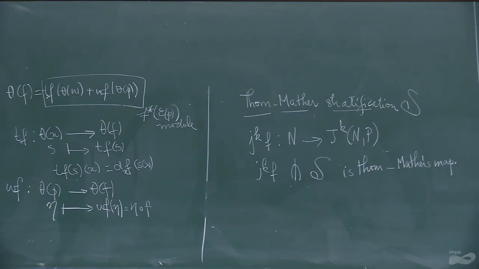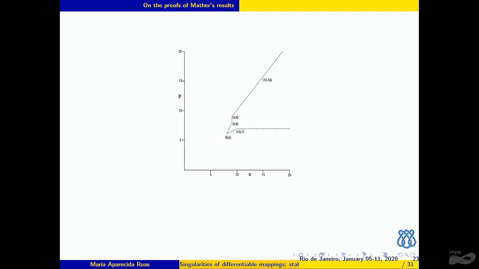As I said, to prove our theorem, in order to prove that bi-Lipschitz stable maps in the boundary of the nice dimensions form a dense set, what we need to do is to completely understand the stratification that we have in the boundary of the nice dimension. But what is this stratification? What is the Thom stratification in the boundary of the nice dimension?